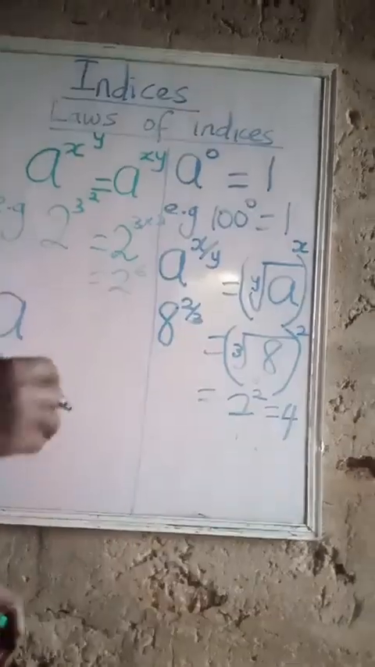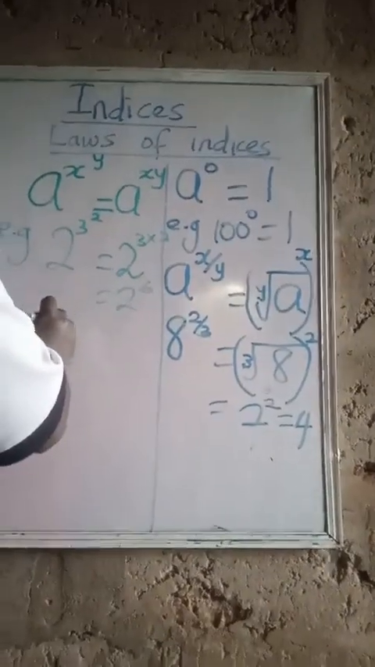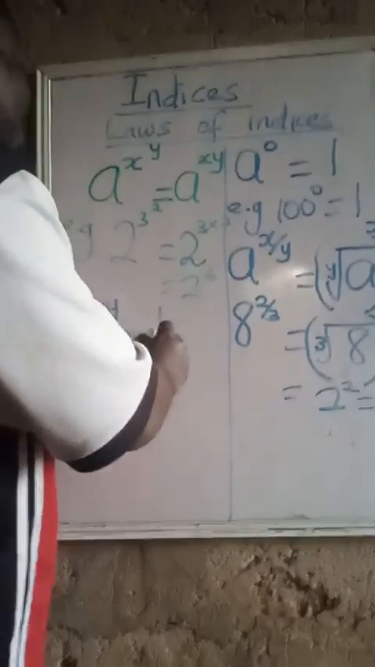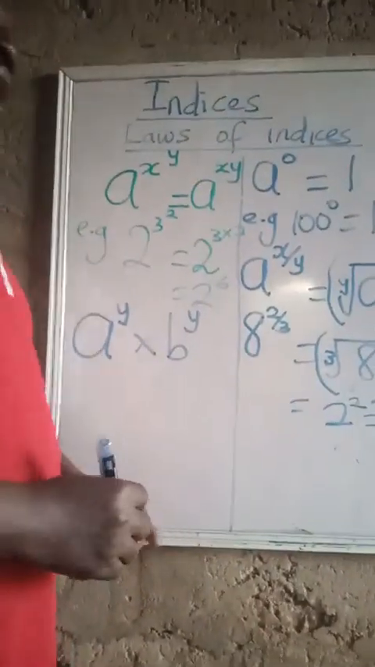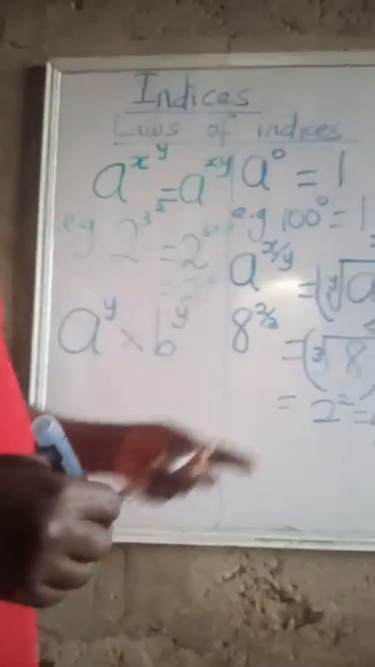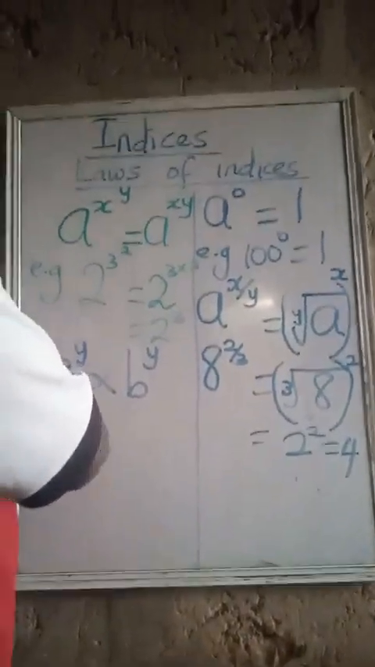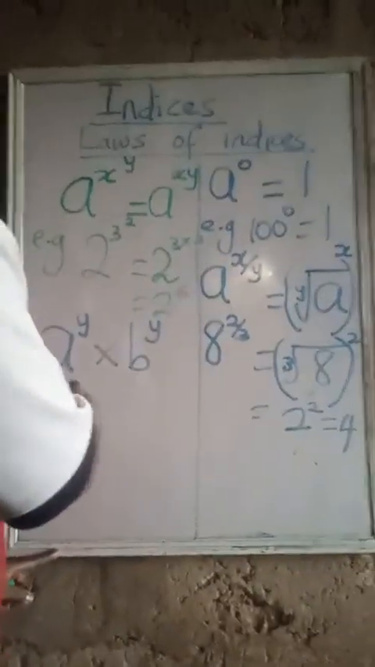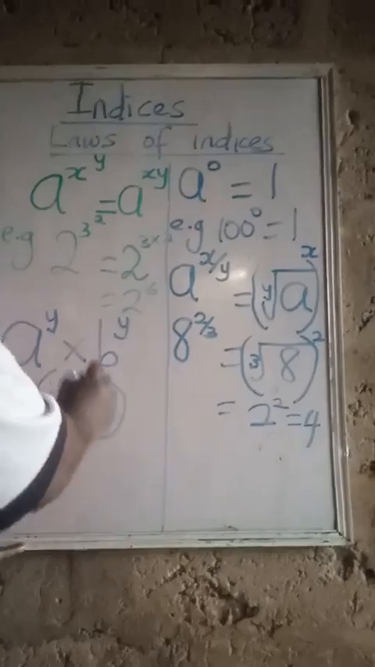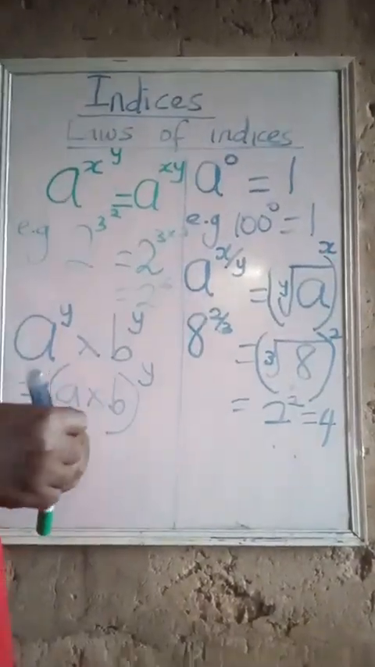Assuming the bases are not the same, but the powers are the same. Let's look at this: a is raised to the power of y, times b is raised to the power of y. If you look at these numbers, they are not the same, but their powers are the same. The law states that we are going to just multiply the numbers, and that is going to be a times b. Then the answer is going to be raised to the power of y, one of the powers.